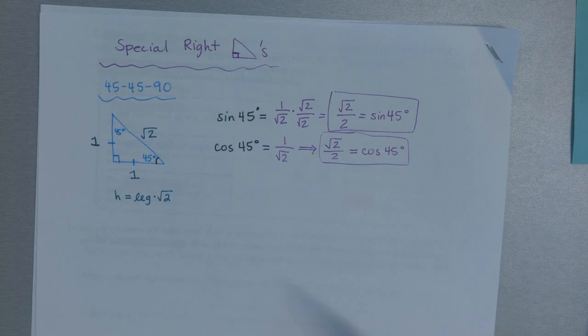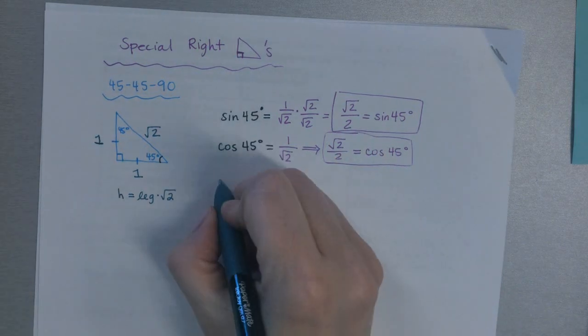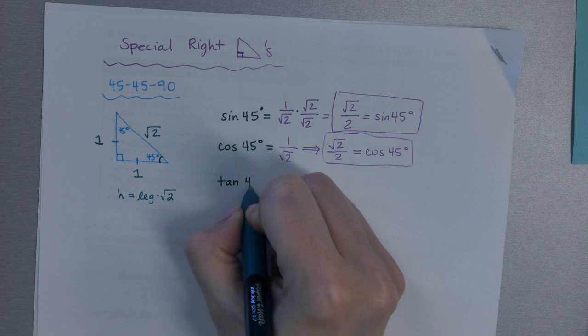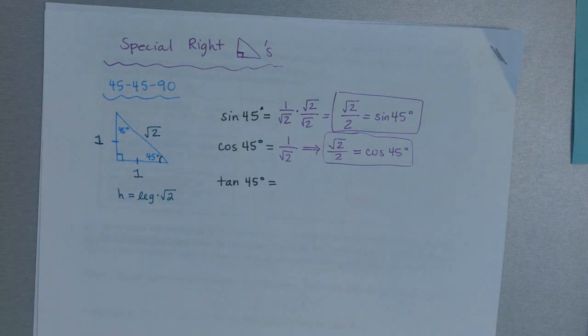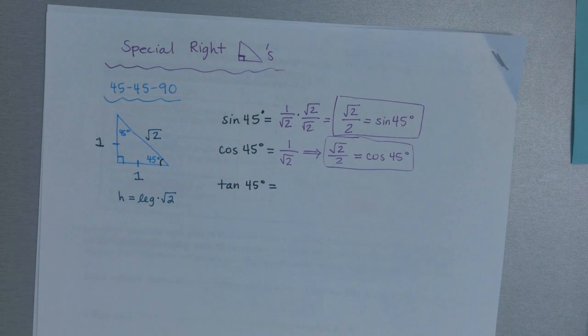The last thing we're going to find is the tangent of 45 degrees. Okay, so we're going to do the opposite over the adjacent. Will you write that down on your paper? The opposite over the adjacent, and then simplify it.